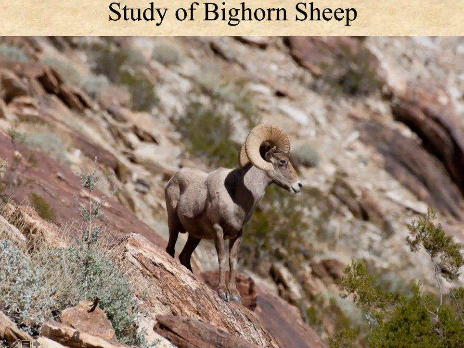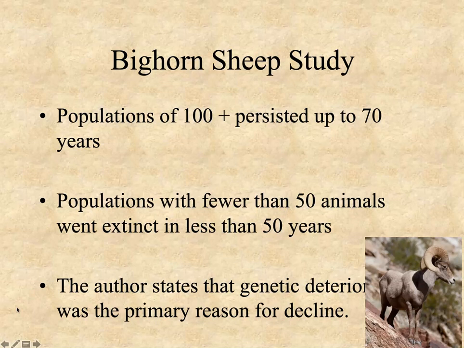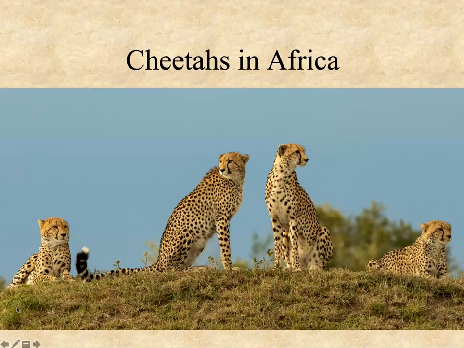Studies of bighorn sheep, again, show that minimum viable population sizes relate to problems with inbreeding. You're going to read an article on this bighorn sheep study. But the summary of the article: if they had populations of 100 or more individuals, they were able to persist up to 70 years. Populations with fewer than 50 individuals went extinct in less than 50 years, basically because of genetic deterioration, okay? Genetic deterioration related to inbreeding.